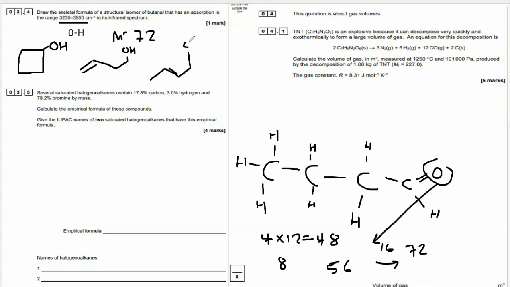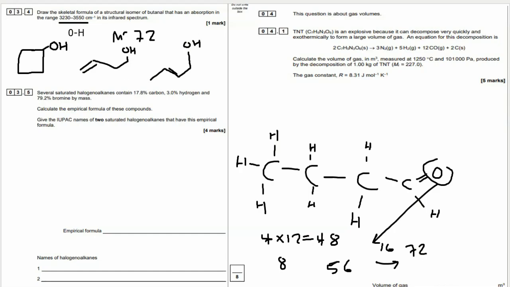Double bond there and another OH. There's a whole range, but your restricting factors are it needs to have a molecular mass of 72 and an OH bond, because that's where we've had this stretch where there's been an absorption in the infrared spectrum.